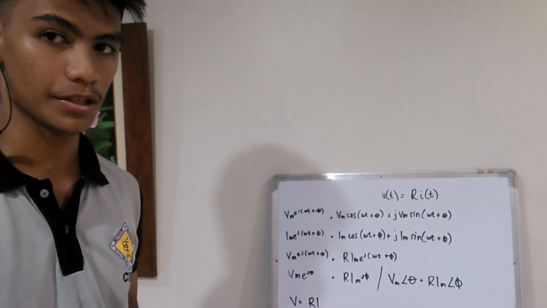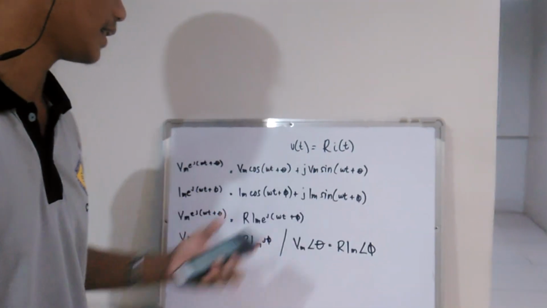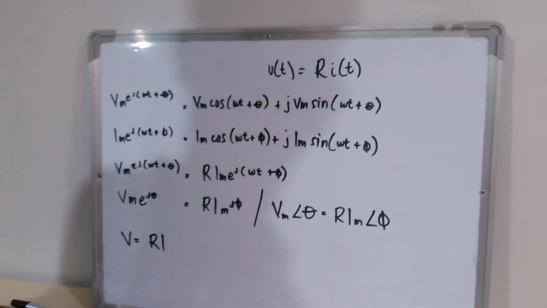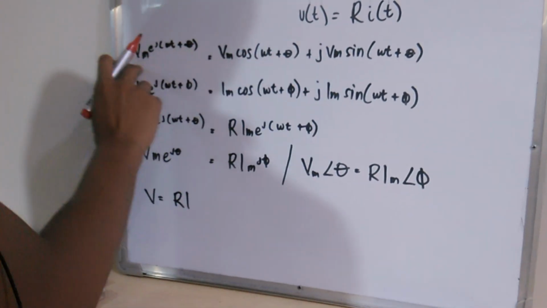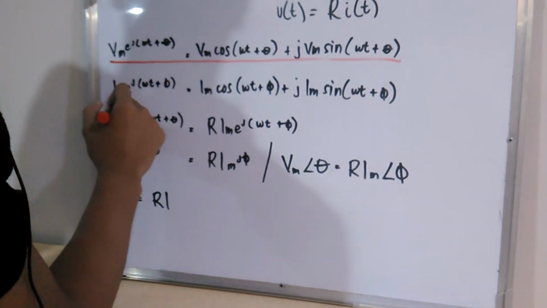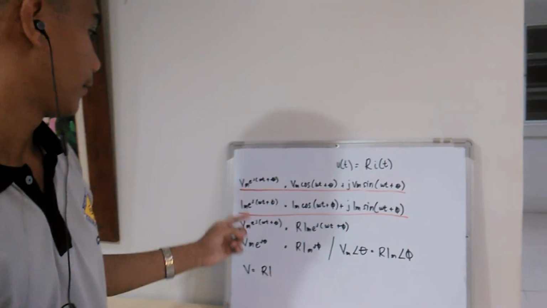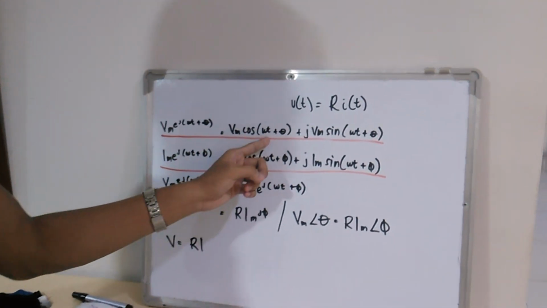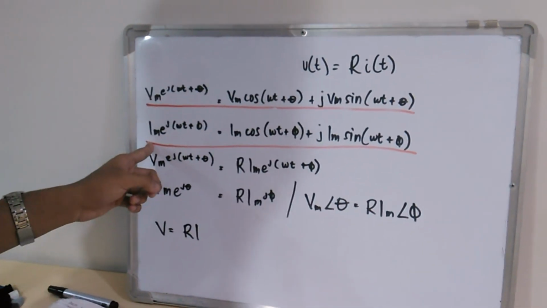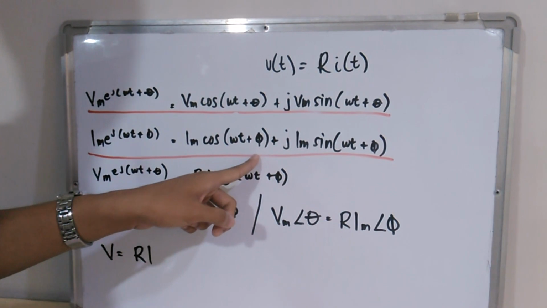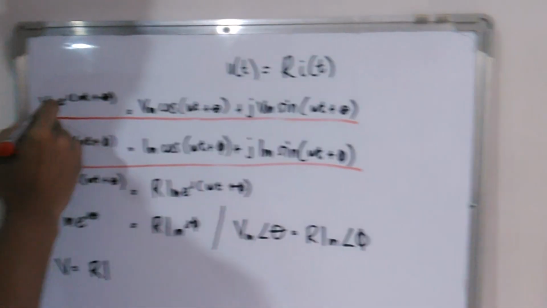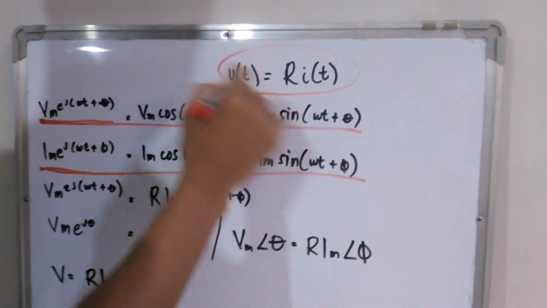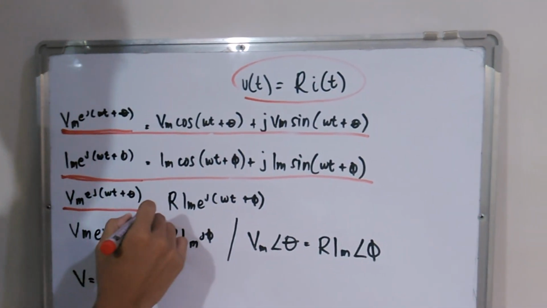Now, let's apply complex voltage and its complex current. So we have this one. Now, we have the exponential form of the voltage and its trigonometric form, the trigonometric form of the current and its exponential form. Now, using this equation, let's apply this one and this one to this equation. Now, we have obtained this one.